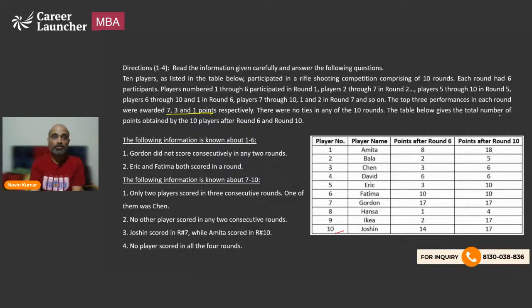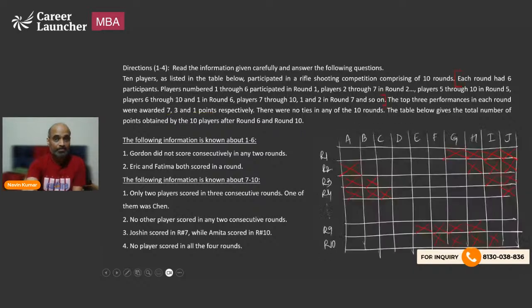The table below gives the total number of points obtained by the 10 players after round 6 and round 10. So round 6 ke baad, these are the total points that these people have. And after round 10, these are the points. So that means in this particular table, we will have to improvise a bit. The improvisation would be like, after 6 rounds, whenever we have got our 6th round, after that, draw a particular row further. And this is the points that they're going to have. So we will be filling up the points so that we can keep track of whatever points they're going to have.